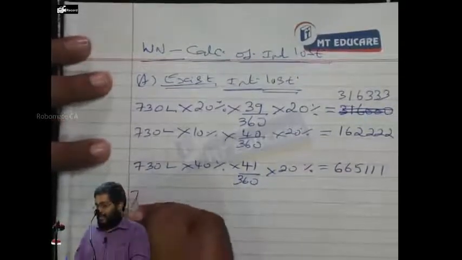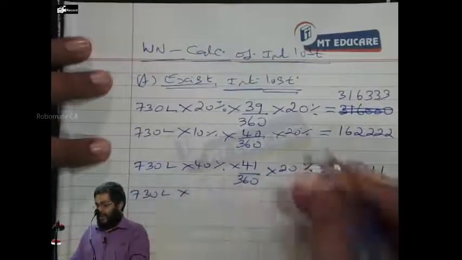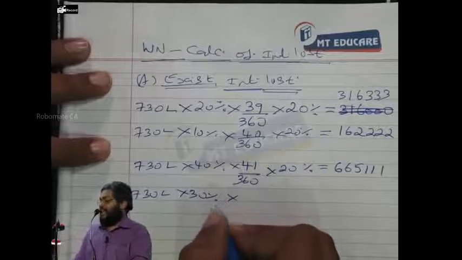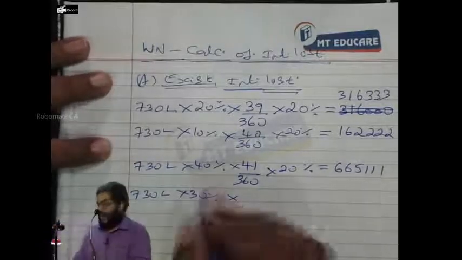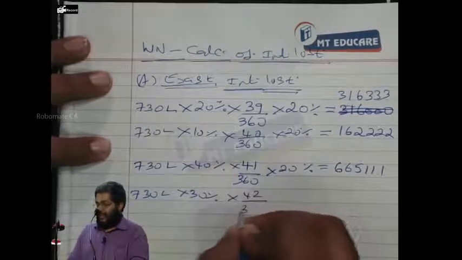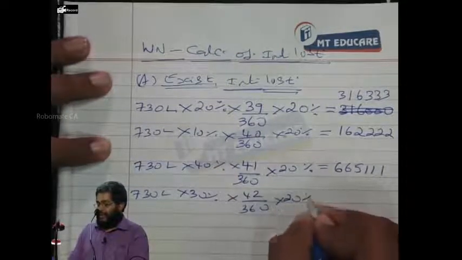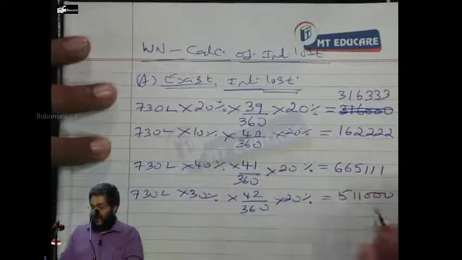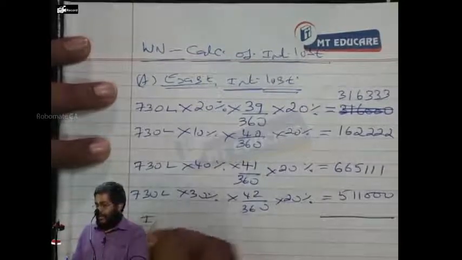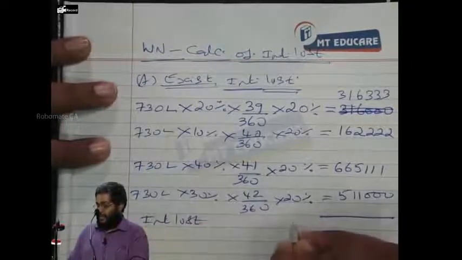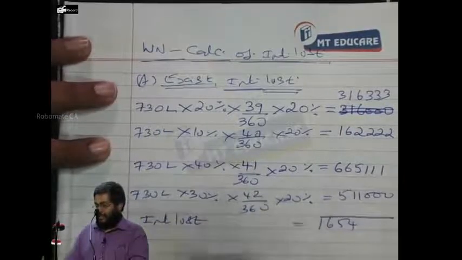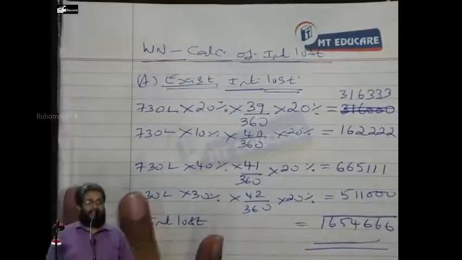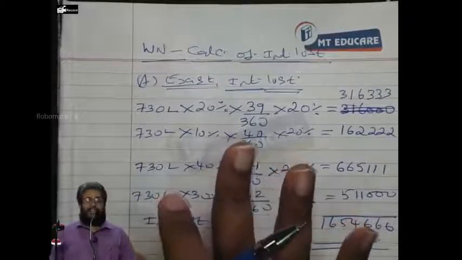Now, last. 730 lakhs into, for another how many percent of my sales? 30% of my sales. The delay in invoicing is how many days? 6 days. So I collect after how many days? 42 days. 42 by 360 into 20%. What is the number? 5 lakh 11,000. If I total, the interest lost is 16,54,666. At present, this is what I am losing as interest on debtors.